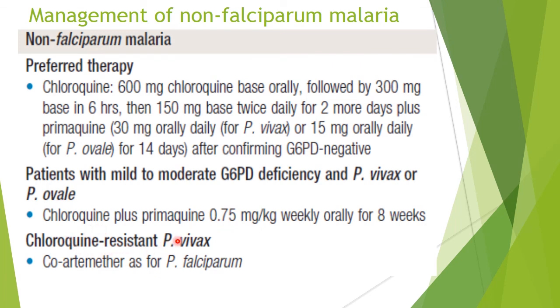For chloroquine-resistant Plasmodium vivax, we can give co-artemether, which is recommended for Plasmodium falciparum. So this is for non-falciparum malaria. Chloroquine is still the mainstay of treatment.